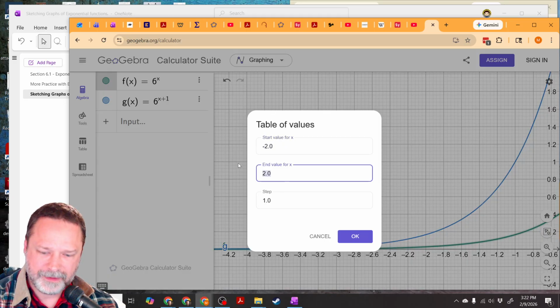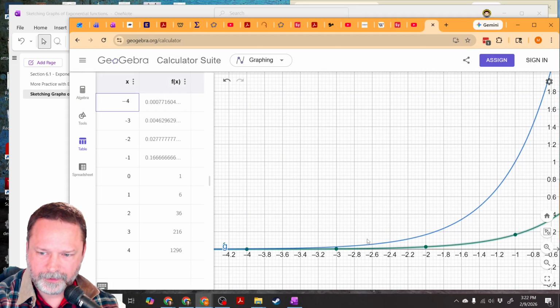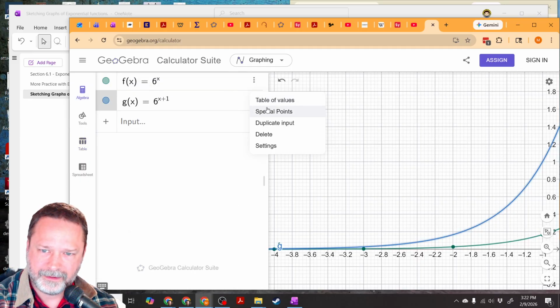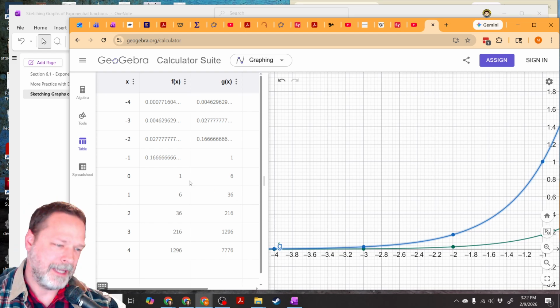We can see that also in our table of values. Let's go -4 to 4. That's probably plenty. There's f of x, and let's get g of x in there. Now you'll be able to see where we have (0, 1) for f of x, we have (0, 6) for g of x. Multiply it by 6. (1, 6) for f of x, (1, 36) for g of x. Multiply by 6, multiply by 6. So you can see it in the table as well, and that's exactly what we'd expect to happen.